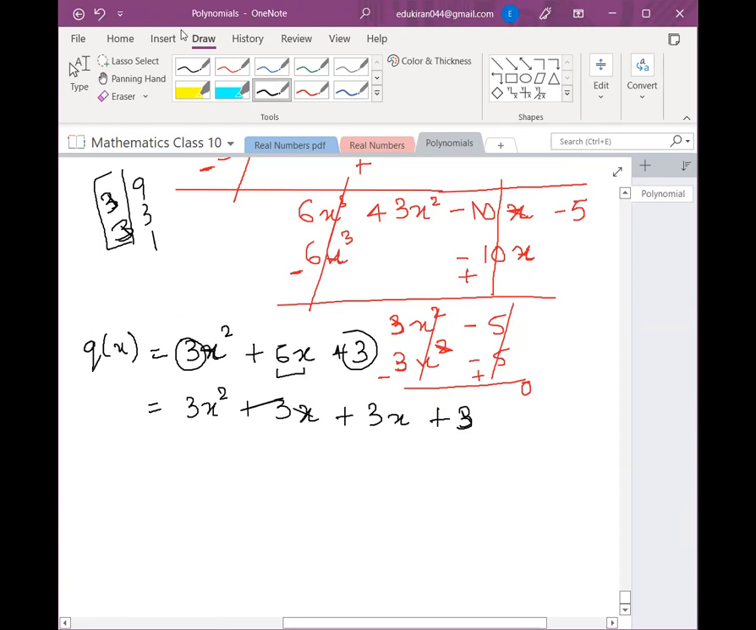Okay. Now from the first two terms, what can you take common? 3x. 3x, yes. So here you will be left with x and here plus 1. Okay. Next, you can take what common? 3 you can take common and x plus 1. Okay. So x plus 1 common and then, sorry, 3x plus 3, right? Yeah. Okay.